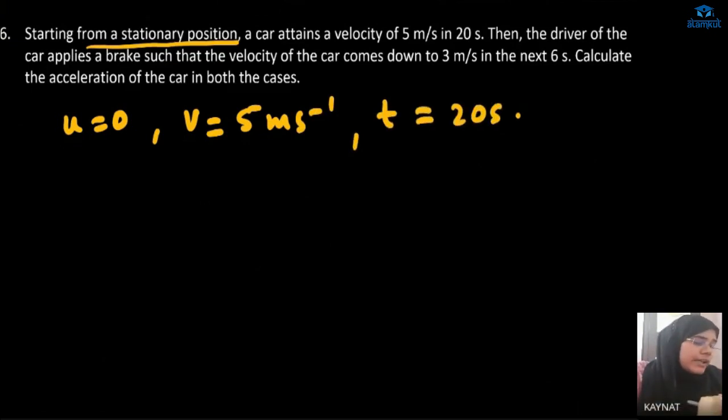Then the driver of the car applies a brake. It means it is negative acceleration, such that the velocity of the car comes down to 3 meter per second in the next 6 seconds. Okay, fine. Now let us take it as u1 and v1. Now this v1 has become u2. Why? Because now it has applied a brake.